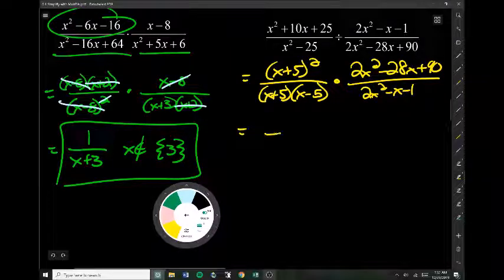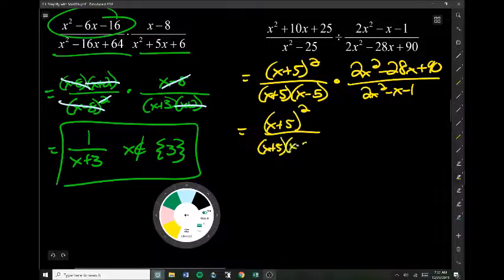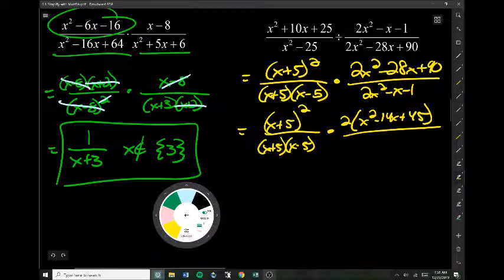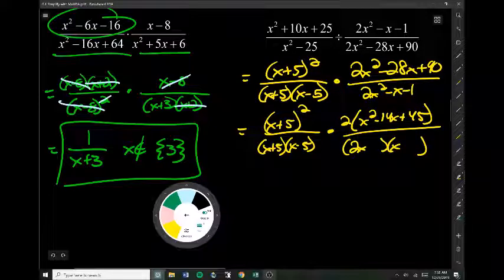Okay, now I'm going to factor the right side. So the top, x plus 5 squared stays here, then x plus 5 times x minus 5. Here I can factor out a 2, giving me x squared minus 14x plus 45. Don't forget to look for GCFs. On the bottom, I can't factor out a 2, so I'm going to see if this can just factor 2x and x. I'm going to cheat again. Nope, 5's not going to work. 1, it's going to have to be a 1. I guess I didn't really cheat there. Make this a minus and make this a plus.